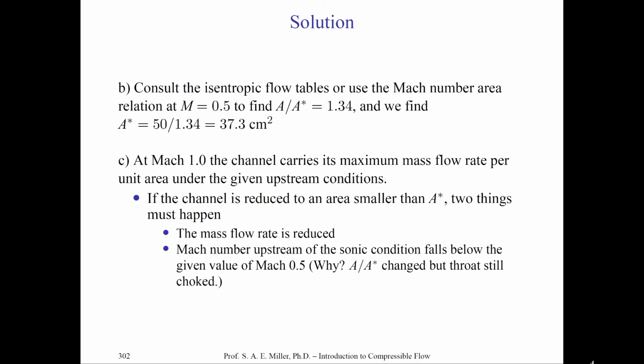A second thing must happen now, since we've restricted mass flow rate, is that the Mach number upstream of the sonic condition falls below the eigenvalue of Mach 0.5. That is now, because we've changed A sup star for a given constant area at position 1 in the convergent part of the duct or stream tube, the area ratio A over A sup star will be changed, but unfortunately, the throat area will remain choked.